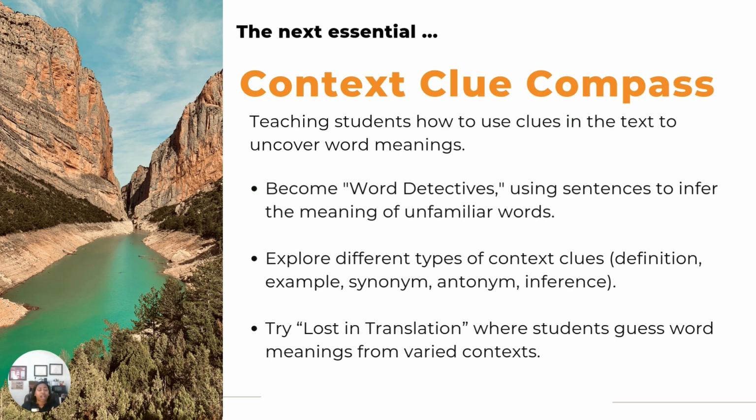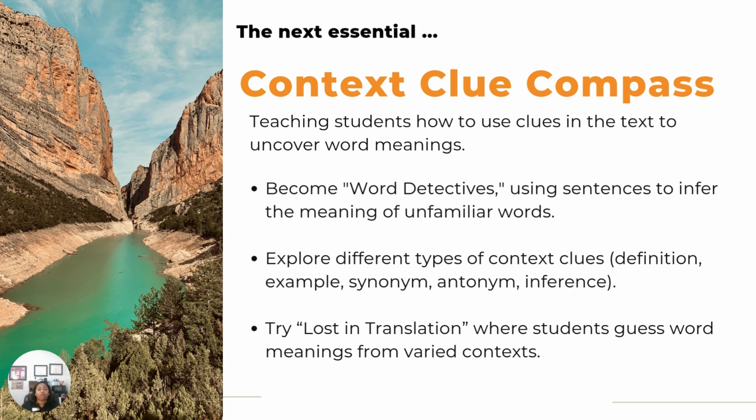There are different types of context clues that you can find. You can be looking for definitions. You can be looking for examples. You can be looking for a synonym, an antonym, making an inference. There's different ways that you can look for context clues. And we tried an actual activity called Lost in Translation, where students would guess the word meanings off of varied context based off of what they see.